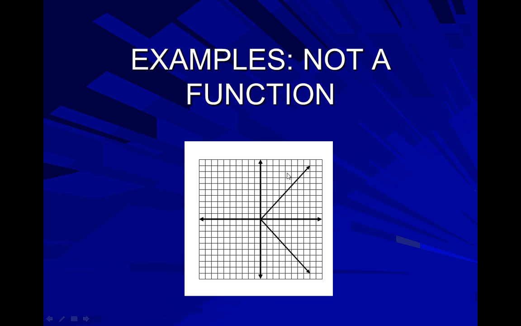Another example, if I drew a vertical line, see how right here, let me find a good one. This is 2, 2, and 2, negative 2. These two points right here both have an x number of 2, so this is not a function because the x numbers repeat.